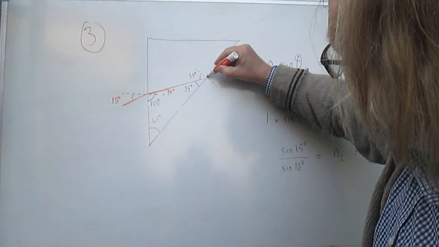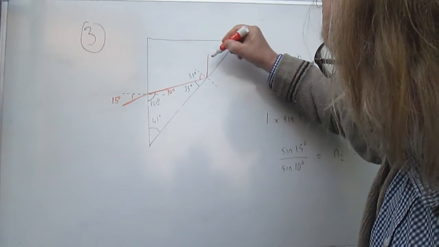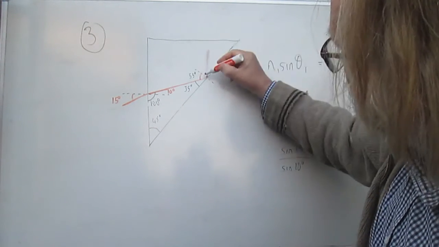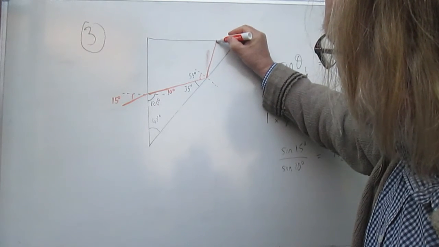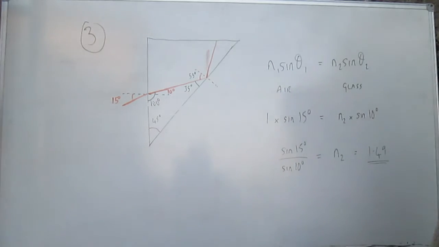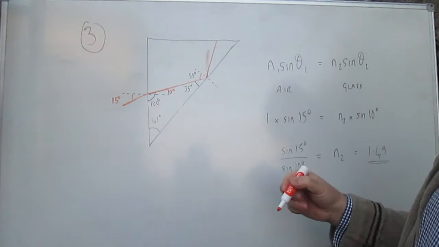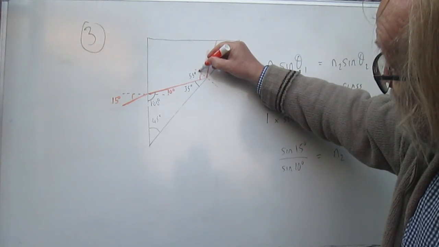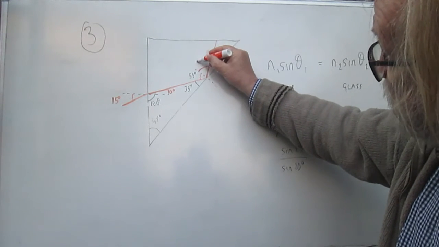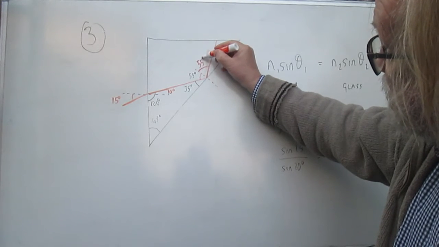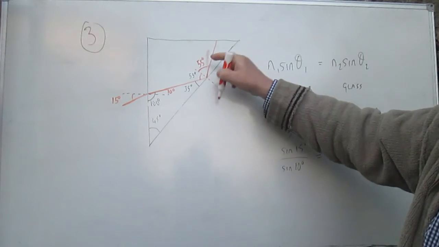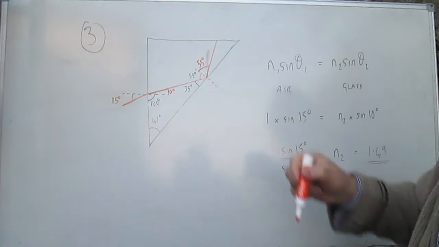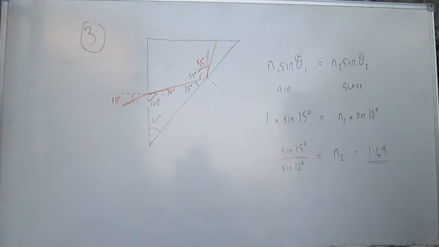coming out like so, where this angle, and this is the one you need to mark on again, is also 55 degrees. Okay, so those angles need to be marked clearly on there to show that you calculated it correctly and to show that you've got total internal reflection there.